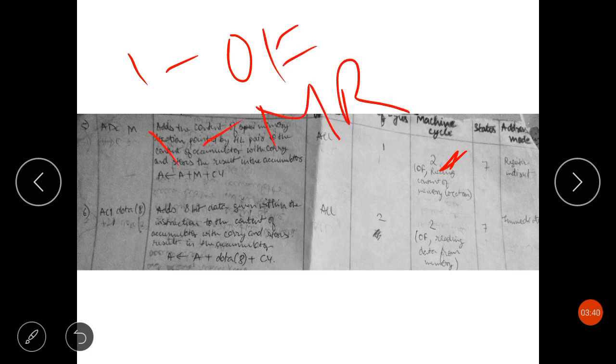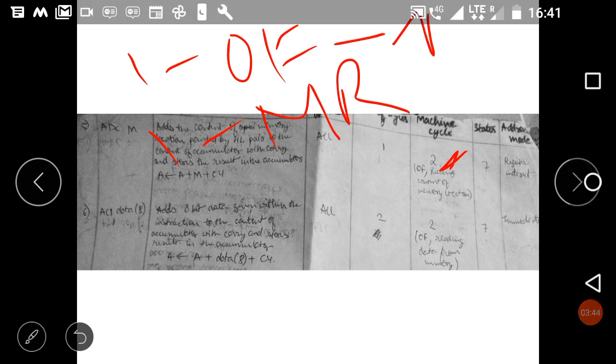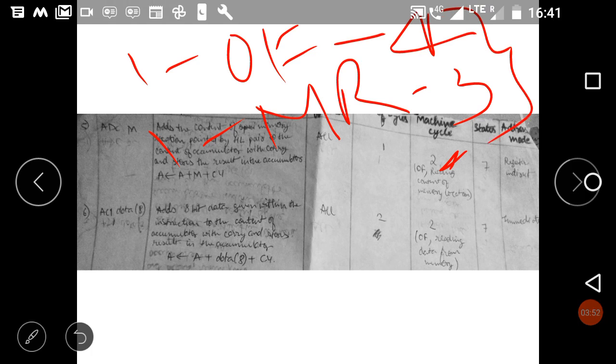Number of T states: the opcode fetch machine cycle requires 4 T states and the memory read machine cycle requires 3 T states, so in total 4 plus 3, 7 T states. Now the addressing mode. For ADC M, since the operand's address is indirectly specified by the HL pair, the addressing mode of this type of instruction is register indirect addressing mode.